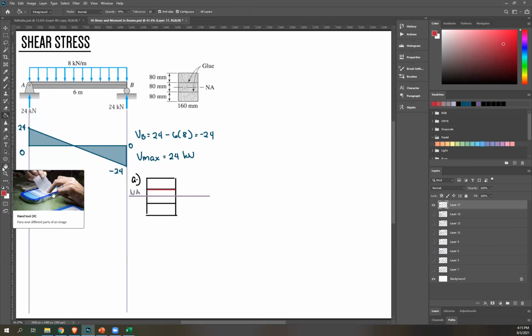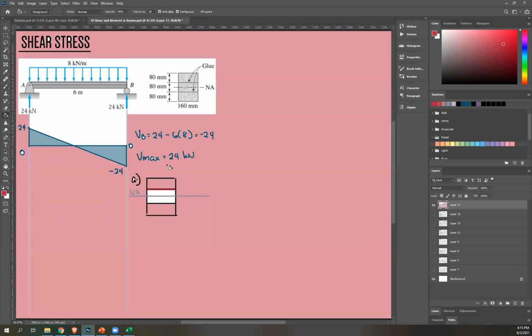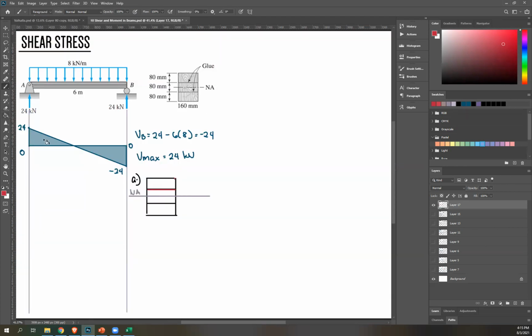Now you're going to choose either the area above or below, whichever is easier. Here, obviously, the area above your fiber is easier, so that's what I'm going to do. And the centroid of that is this. And now let's begin. So shear stress is VQ over IB. V is 24 kilonewton. Q, let's solve. So Q, again, moment of area. Q is AD.